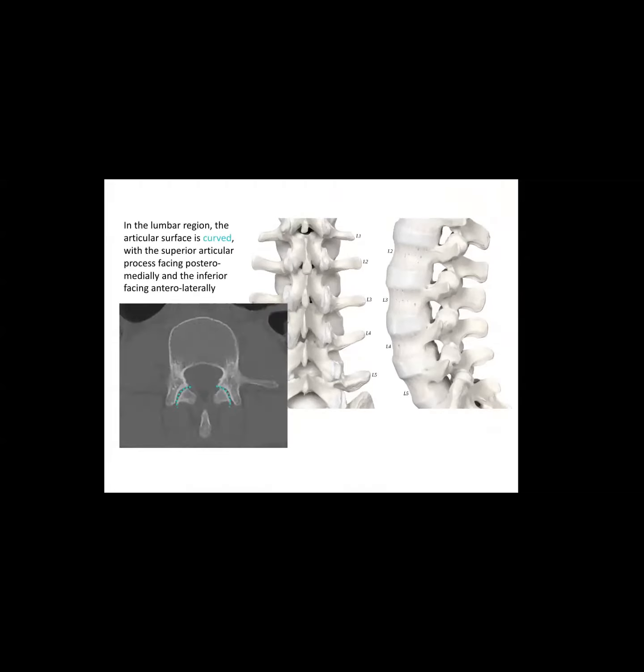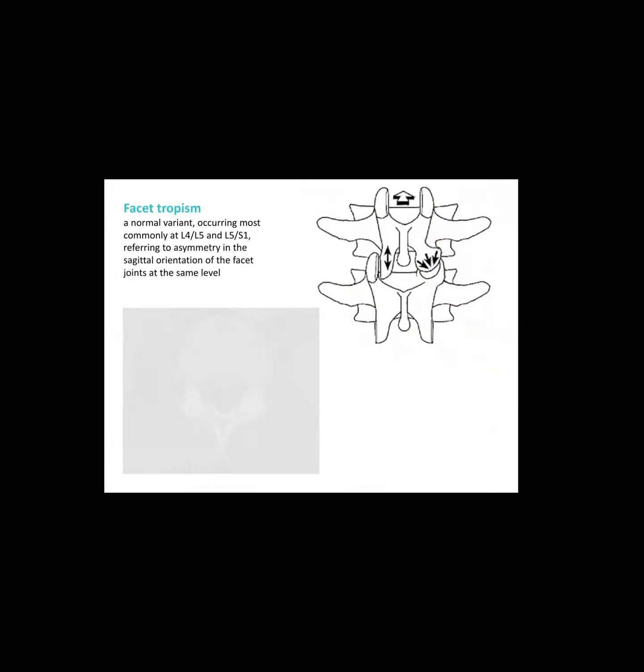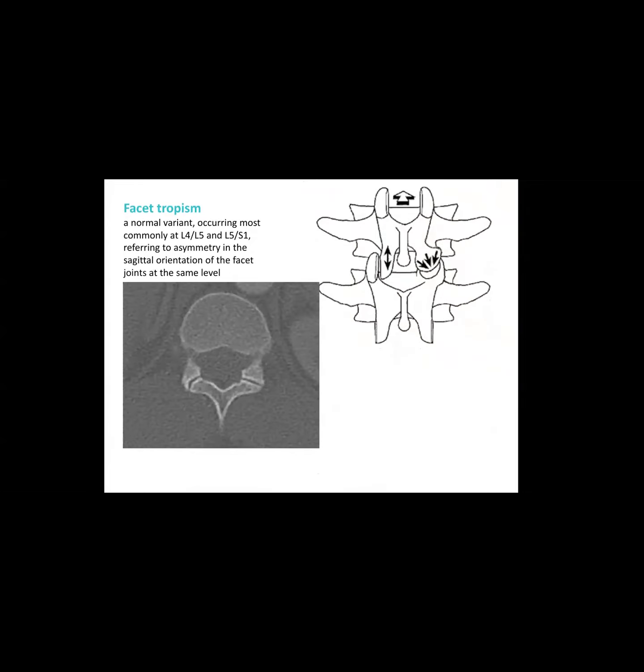In the lumbar region, the articular surface is curved, with the superior articular bosses facing posteromedially and the inferior facing anterolaterally. Facet tropism is a normal variant occurring most commonly at L4, L5, and L5-S1, referring to asymmetry in the sagittal orientation of the facet joint at the same level, as shown in this axial CT scan. On the right is the normal facet joint with the curved orientation, and on the left side it has a coronal orientation.